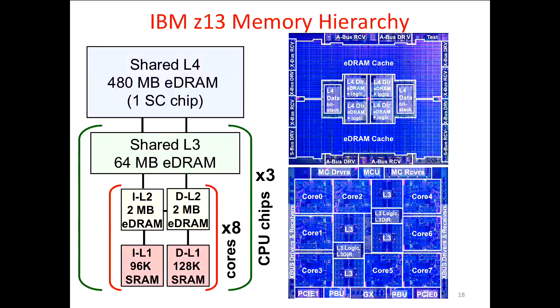But here's the floor plan. You're looking down on the surface of the chip, and it's only maybe a few hundred microns thick into the screen, but tens of millimeters across this way. These are the cores. Where it says core zero, these are the processors. Core zero, one, two, three, four, five, six, seven.